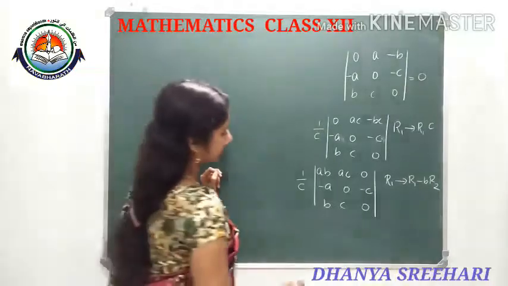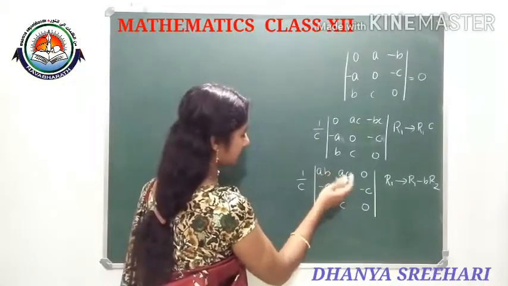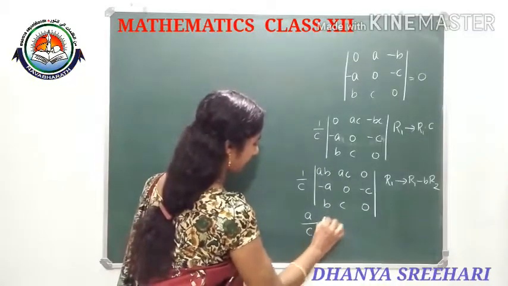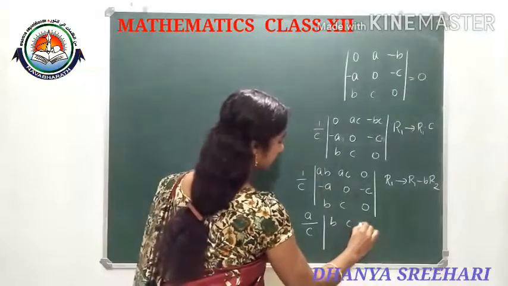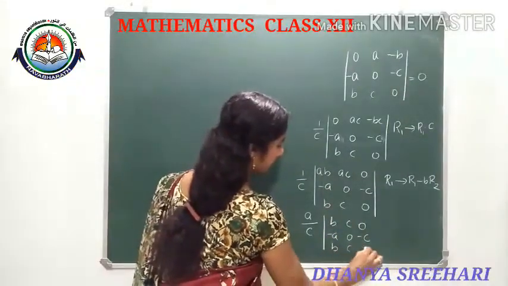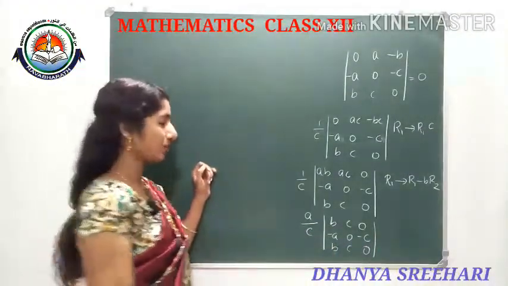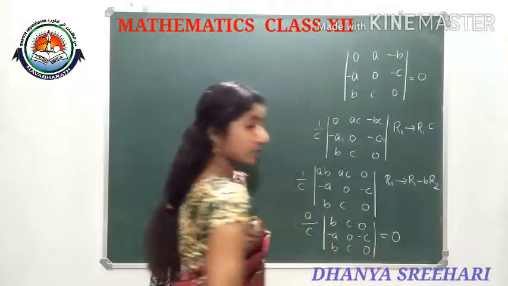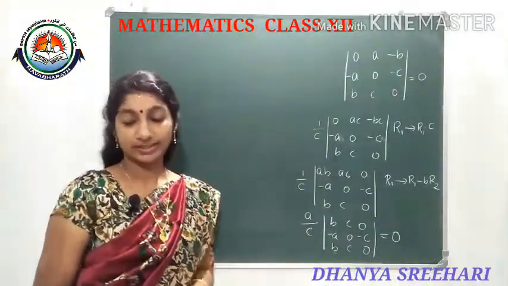Okay. Then see here A is common factor, so we can take it outside in the next step. So it will come A by C into B C 0, B C 0, minus A 0 minus C, B C 0. Now see the first row and the third row are identical, so we can directly write its value is equal to 0, determinant value is equal to 0. Okay, then next question.